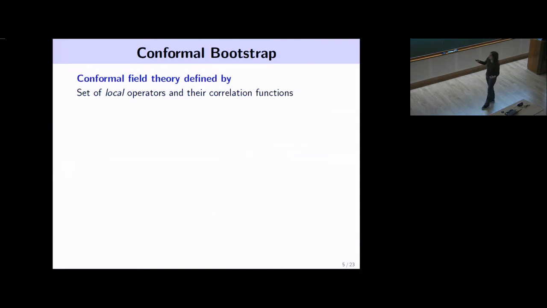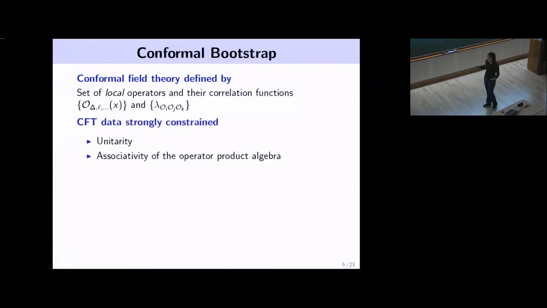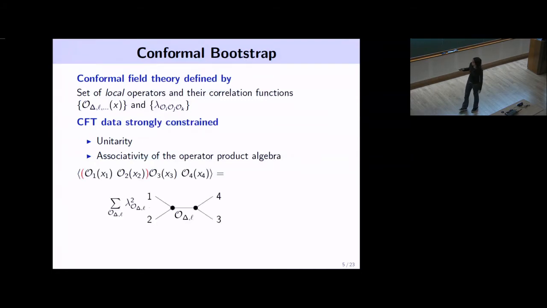As by now you know very well, we will always take the conformal field theory to be defined by a set of local operators and their correlation functions, so we will not consider any type of non-local operator. The game is really to use the constraints of unitarity and associativity of the operator product algebra to place constraints on these quantities. As you just saw in the previous talk, we do this by looking at the crossing equation. If you take a four-point function, it shouldn't matter how you do the OPE decomposition, either like so or like so. This gives you an infinite set of constraints for all possible four-point functions in the theory, for an infinite set of data: the set of all operators and all these numbers that appear here, the three-point couplings.